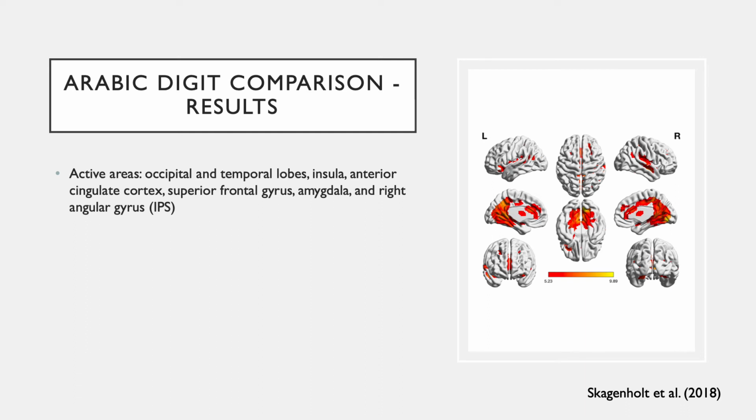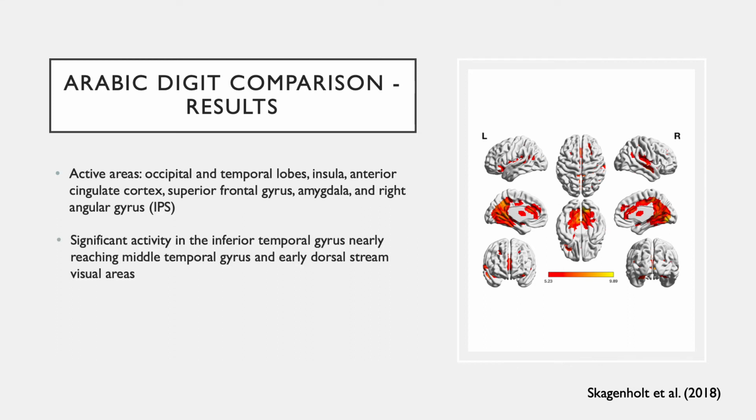The active brain areas while completing the Arabic digital comparison task were found in the occipital and temporal lobes, insula, anterior cingulate cortex, superior frontal gyrus, amygdala, and right angular gyrus. Although Professor Chan Reynolds may not be able to see, the blood oxygen levels are shown in the image in red. As you can see by the red coloring, the areas are fairly close together.